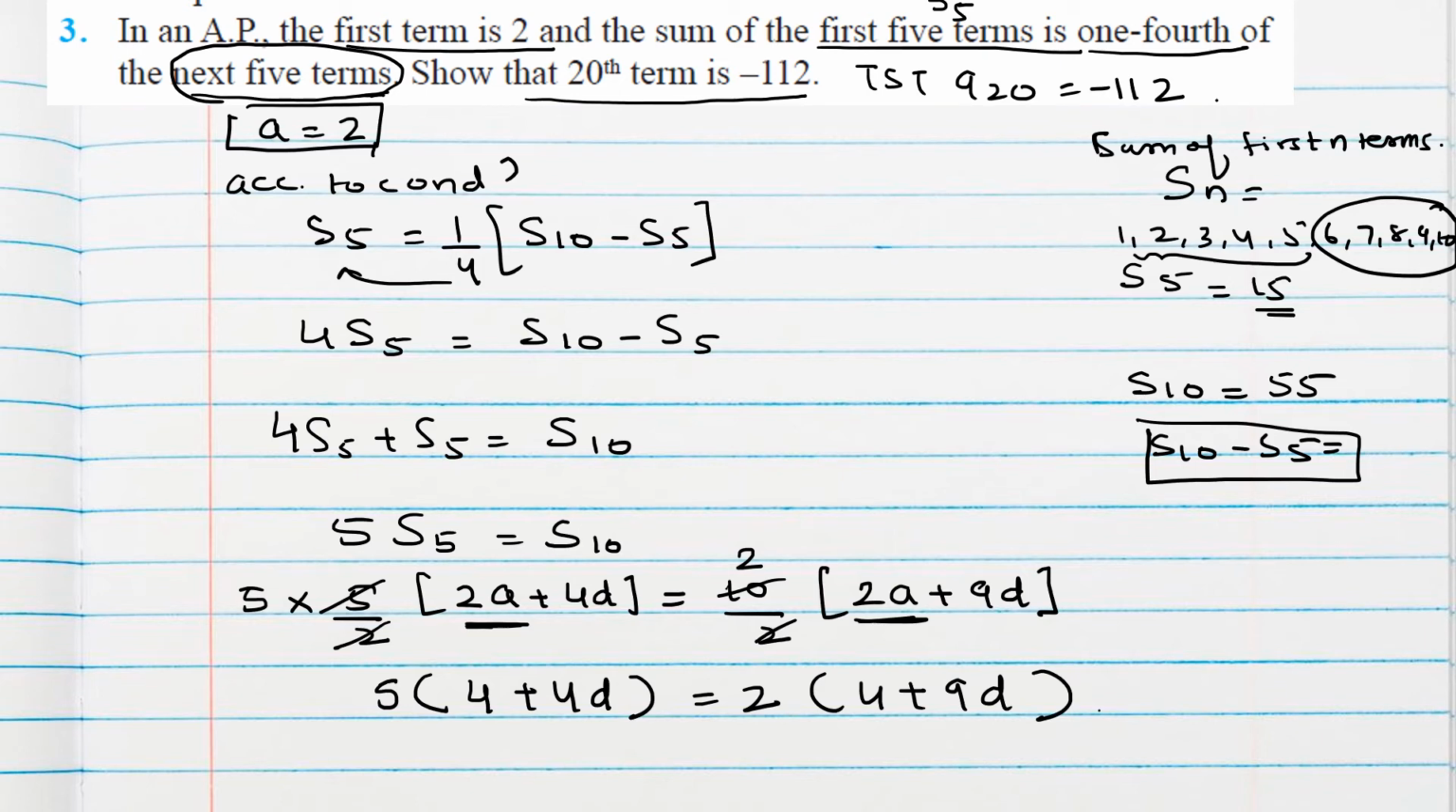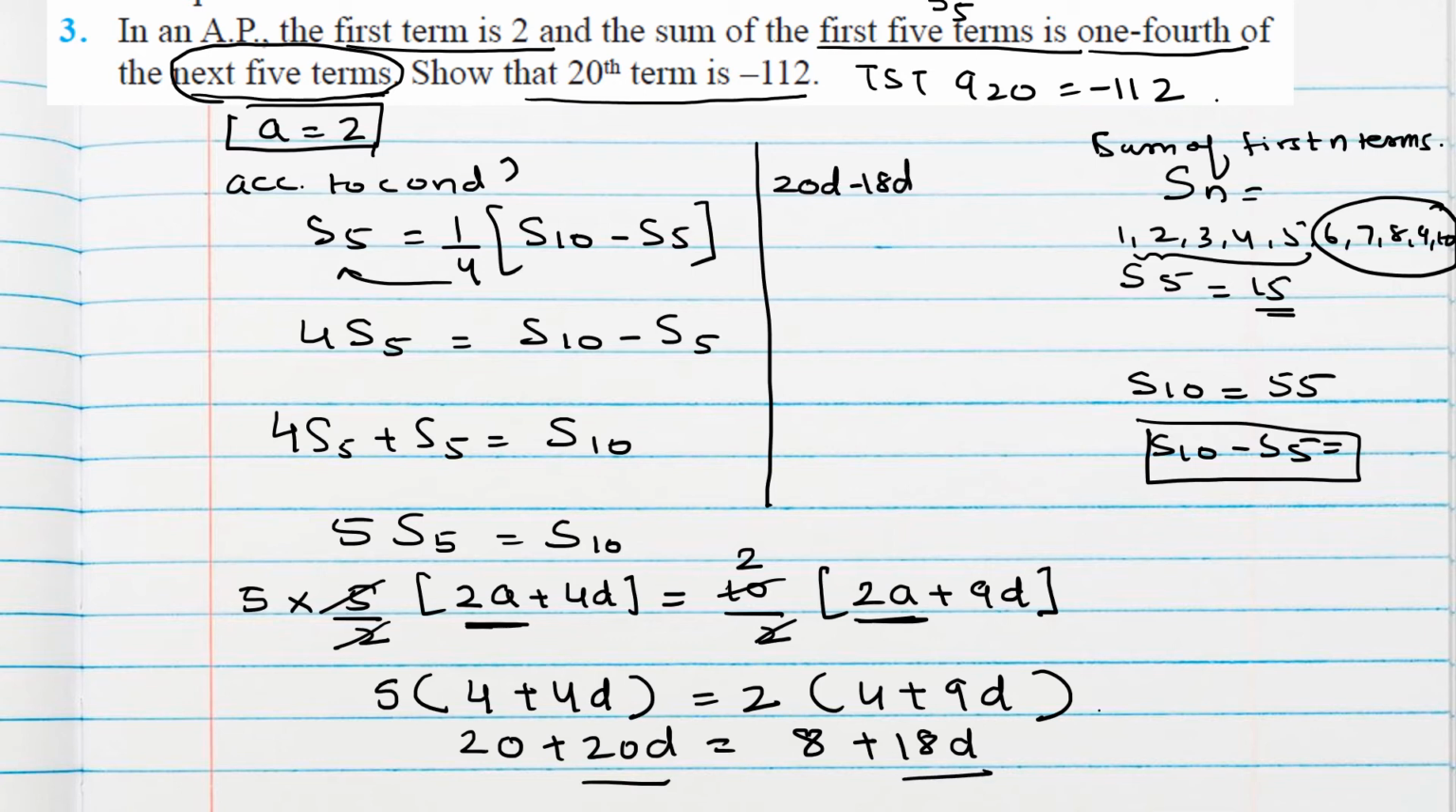Okay, now open the bracket. So 20 plus 20D equals 8 plus 18D. Now the like terms, 20D and 18D, we can keep together. 20D minus 18D equal to 8 minus 20. So 2D is equal to minus 12. So D is minus 6.